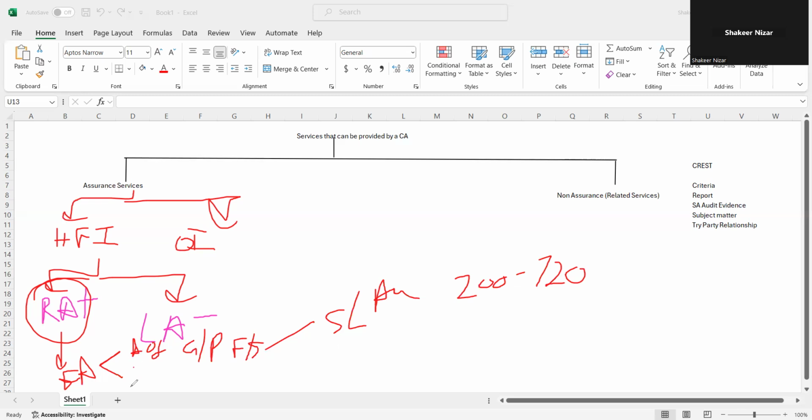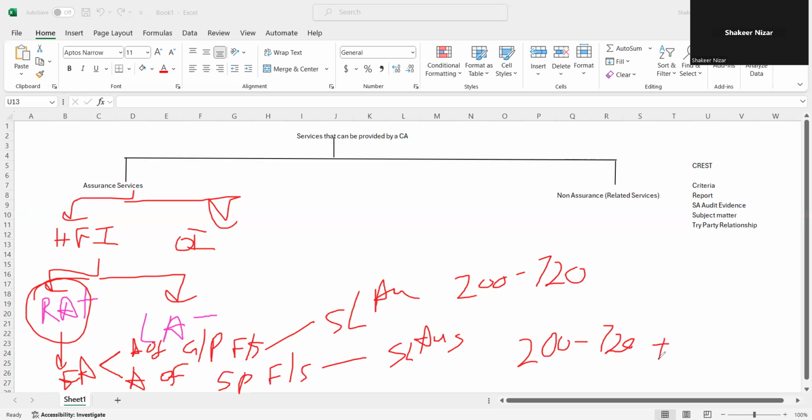Audit of a special purpose financial statement. If that's so, the SLAUS, Sri Lanka Auditing Standards, 200 to 720 series plus 800, 805, 810 will be applicable.